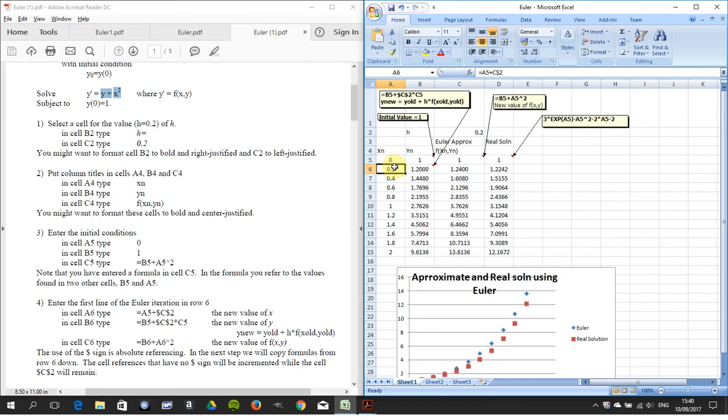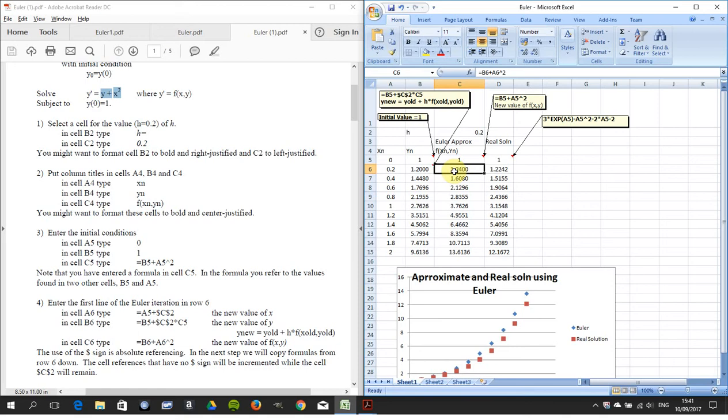Next thing here, the x value is 0.2. Now we have to get the new y value, and the new y value is the y old. Y old is just above it there in B5, and the h, that's the step size, 0.2, times f of x old, y old, and the f of x old, y old is C5 there. So it's that guy by the previous value. So that will give me the new y, and the new Euler is B5.